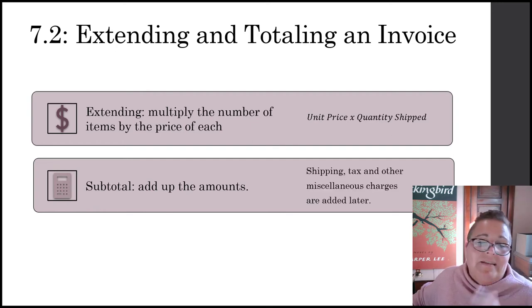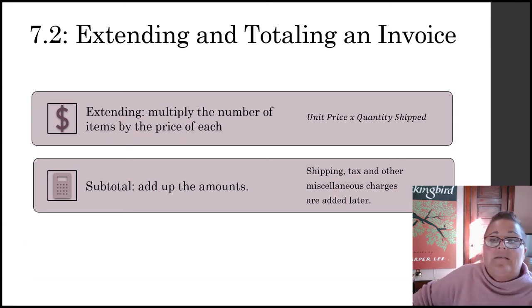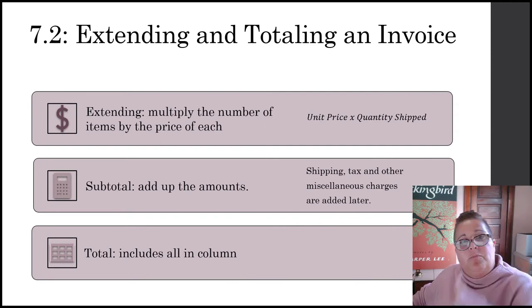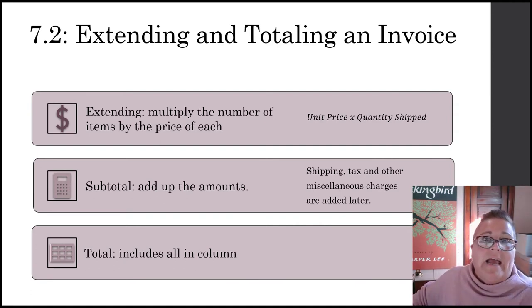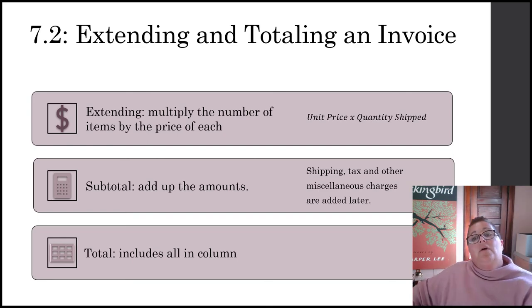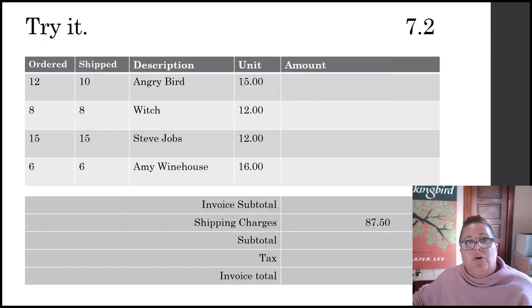Now, the shipping, the tax, some of the other miscellaneous items are added on later. It isn't until you get to the absolute total that you put all of that together with the shipping and the tax, right? So here's an example of extending a total. This is just a part of an invoice, the part where it would be extended. You can see that they've ordered 12 and shipped 10 of the Angry Bird at $15 a piece, ordered 8, shipped 8 of the Witch at $12 a piece, ordered 15, shipped 15 of Steve Jobs at $12, and ordered 6, shipped 6 of the Amy Winehouse.